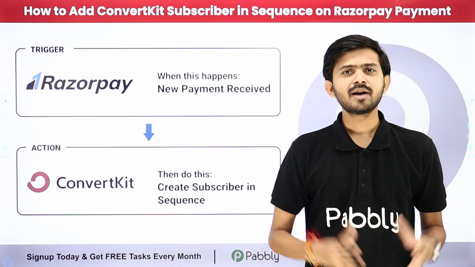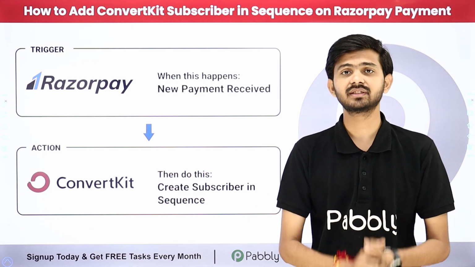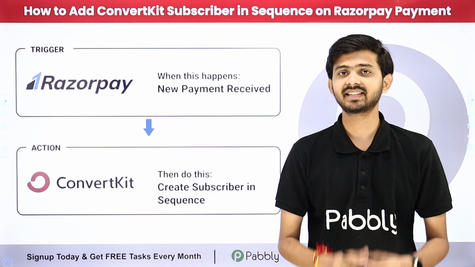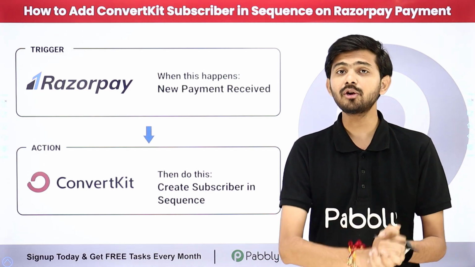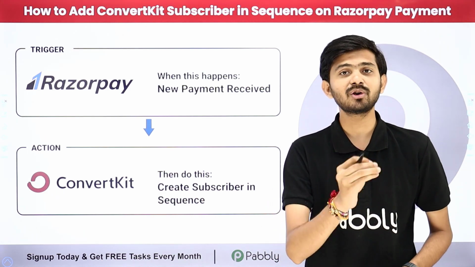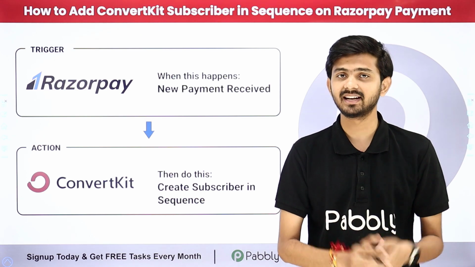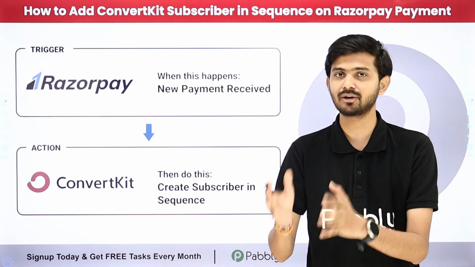So here I'm using Razorpay as my payment gateway and I'm selling a lot of courses through that. Now what I want is that as I'm going to receive a payment through Razorpay for my course, then automatically by using all the detail of that payment and my customer detail, I want to create a new subscriber in ConvertKit, which is my email marketing platform, and I want to add that subscriber in a sequence.